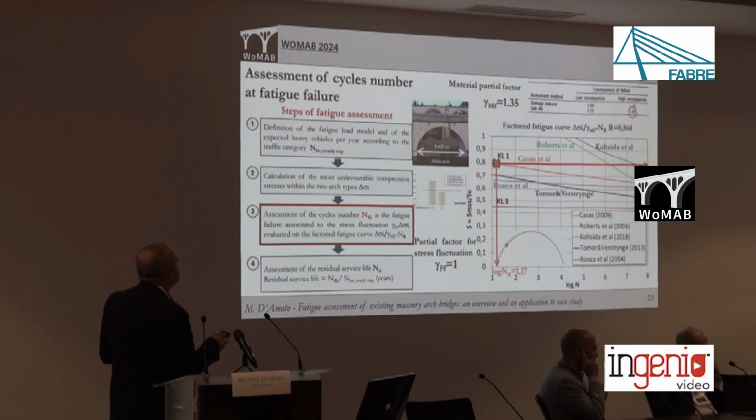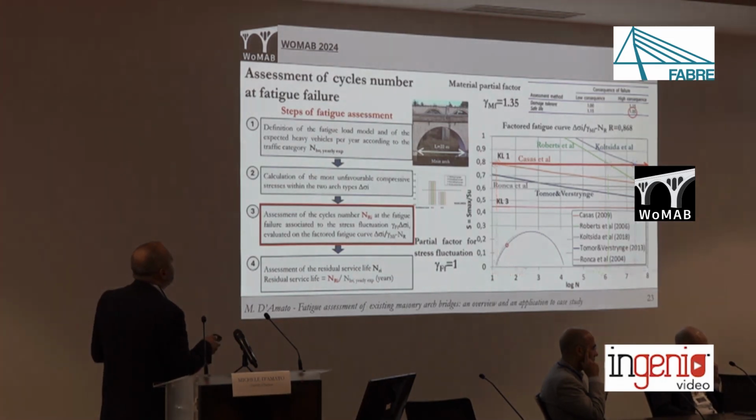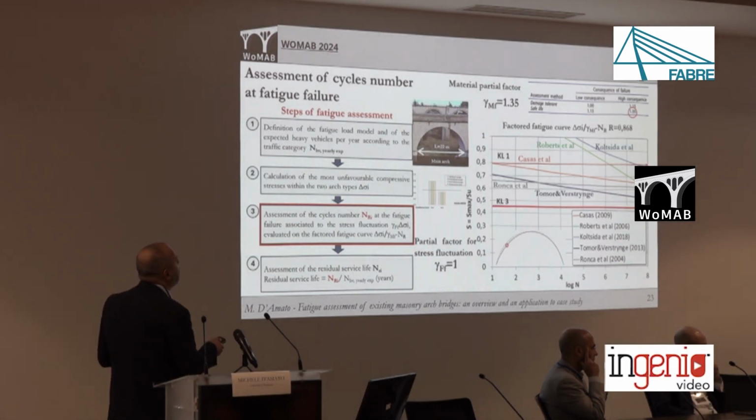We found that in the case of Casas, Roberts, and Colsida, we can define a certain number of cycles at failure. Instead, in the case of Ronca and Tomorrow-Stringe, the maximum stress applied was inadmissible. It means that this kind of fatigue model cannot be applied for this kind of fluctuation. On the contrary, the results drastically change in the case of knowledge 3.